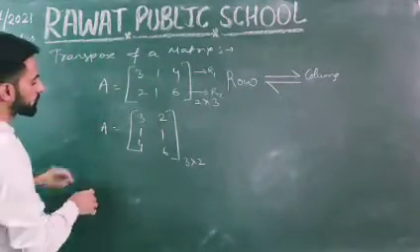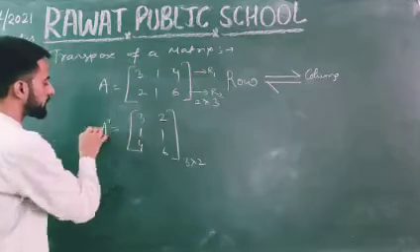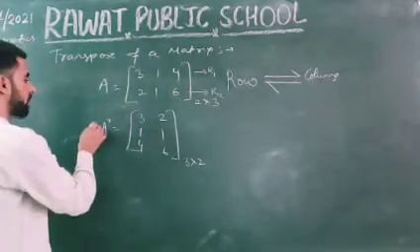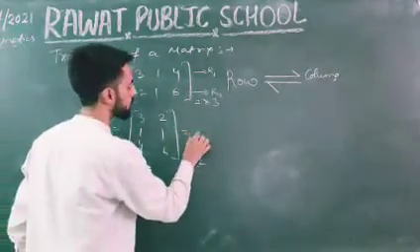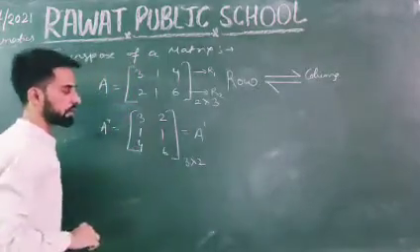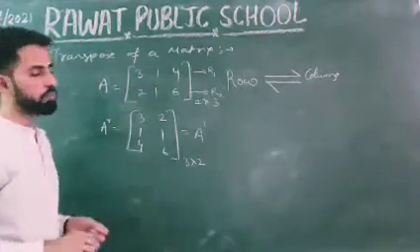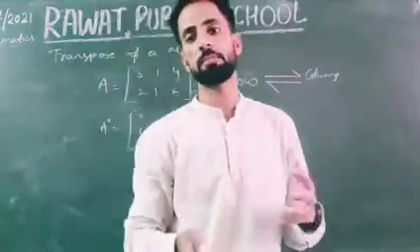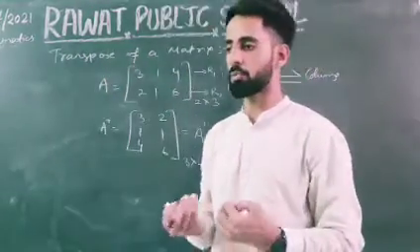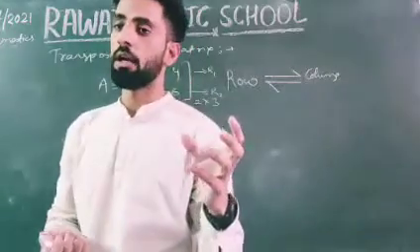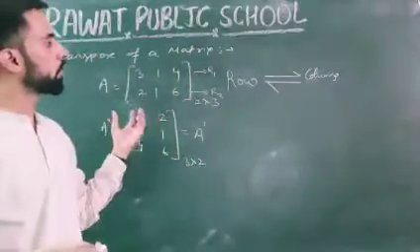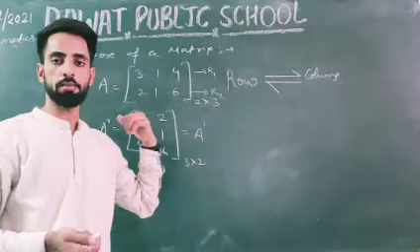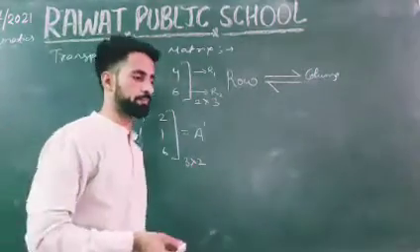So this transpose matrix is denoted by AT or it is also denoted by A dash. So whether a dash is used or AT is written, both stand for the same thing, that the matrix is a transposed matrix, right? Transposing a matrix means interchanging the rows and columns. Rows become columns, columns become rows.